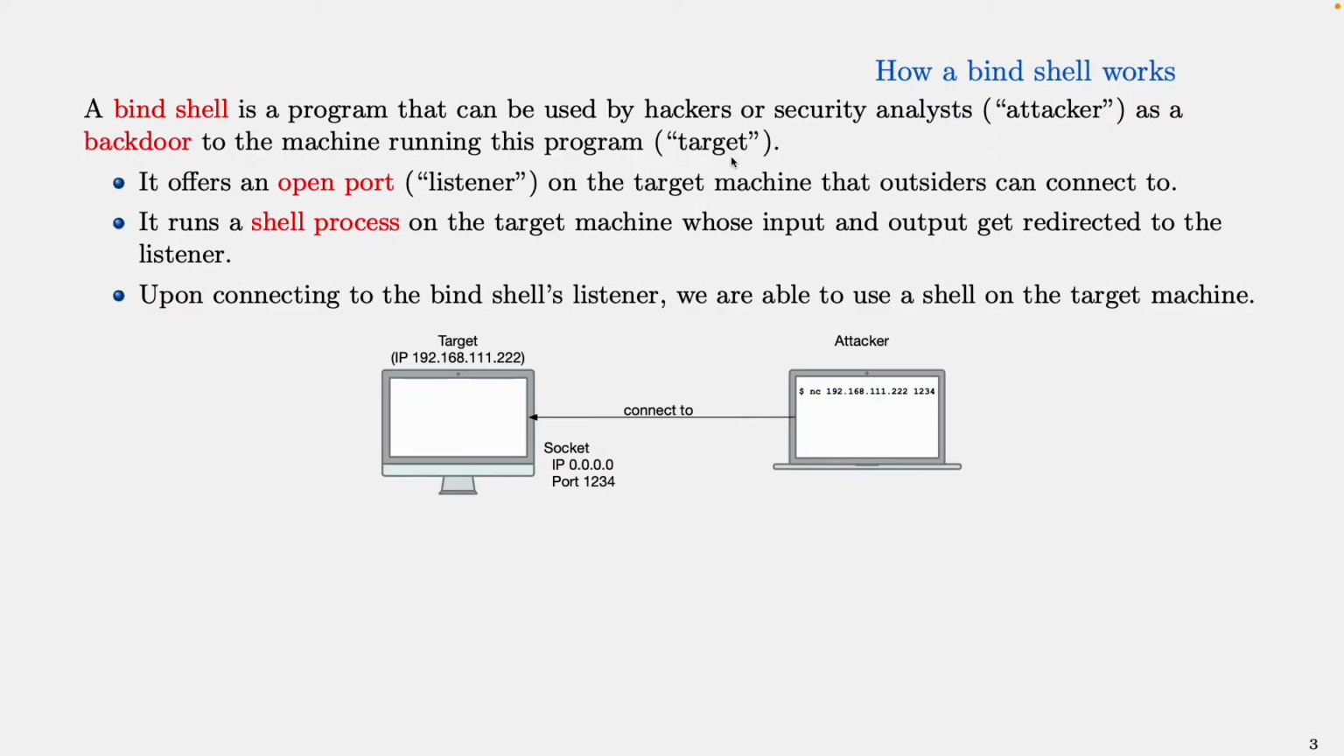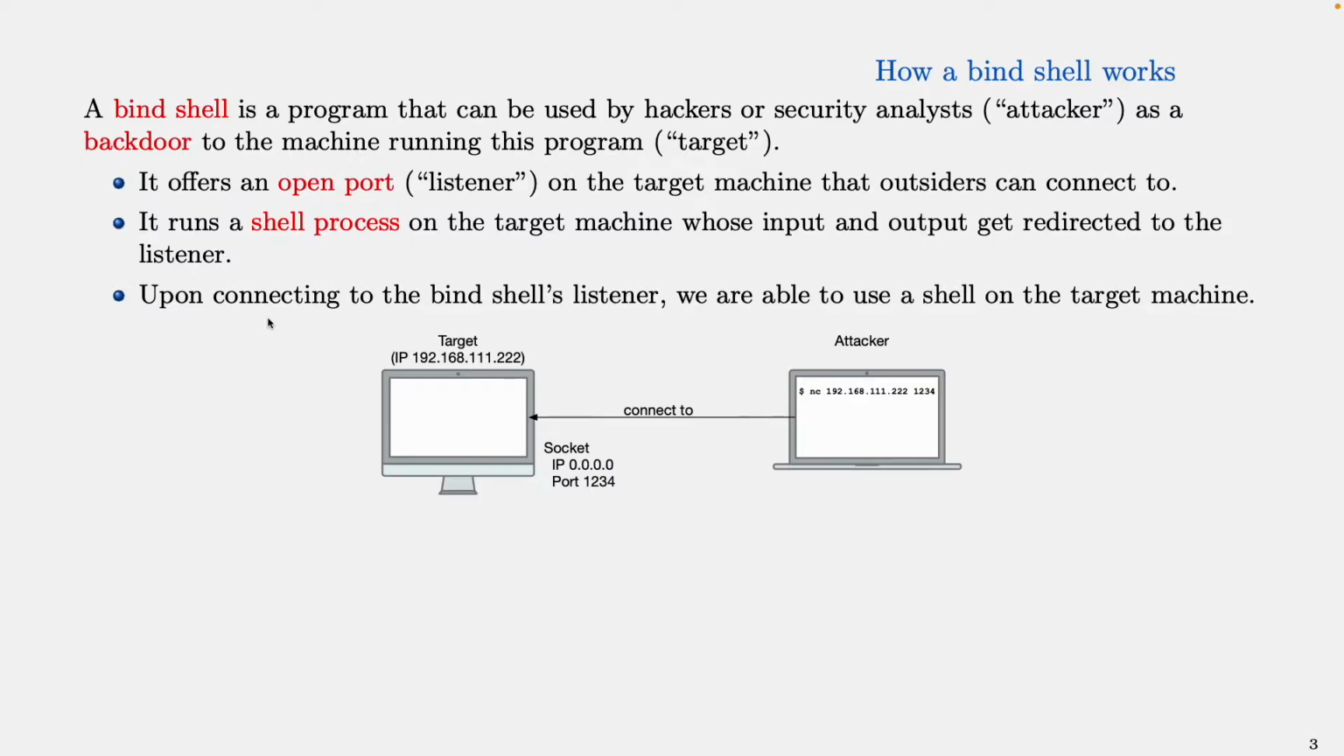The bind shell offers an open port for the external attacker to connect to, and it runs a shell process on the target whose input and output get redirected to the listening port, and are thus made available to the attacker. And upon connecting to the bind shell's listener, we are able to use a shell on the target machine.